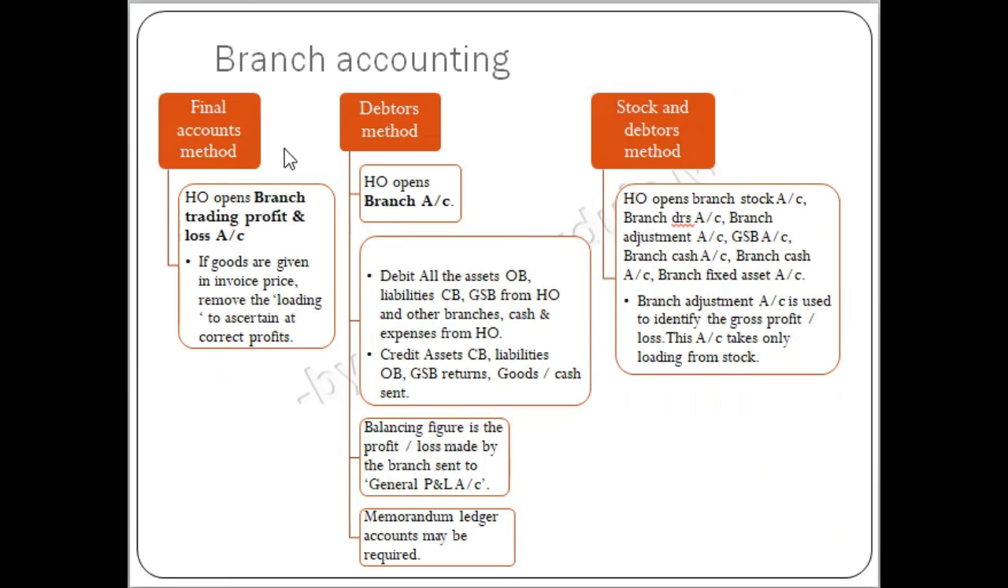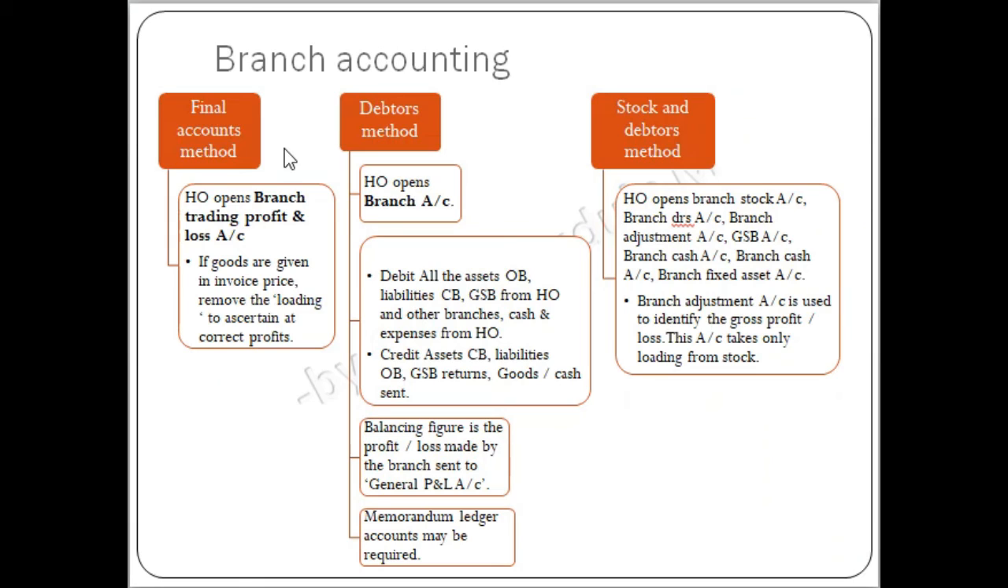After accounting for all these transactions, the balancing figure is the profit or loss made by the branch. This profit or loss is then sent to the general profit and loss account. To arrive at these opening and closing balances of assets and liabilities, some memorandum ledger accounts may be required to be prepared.